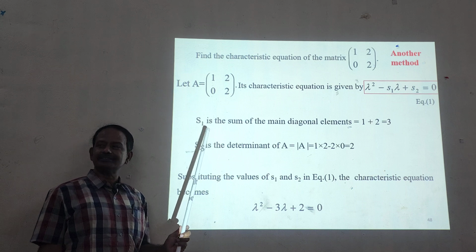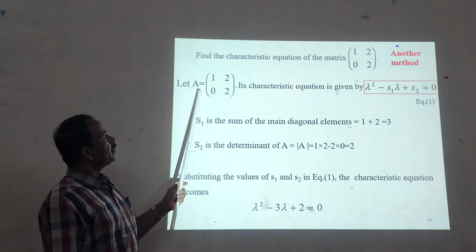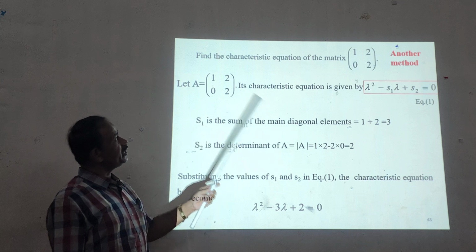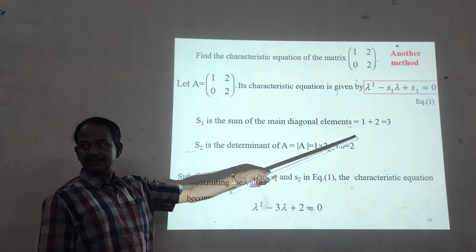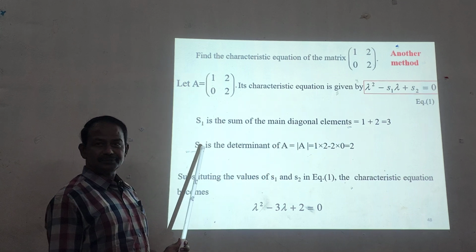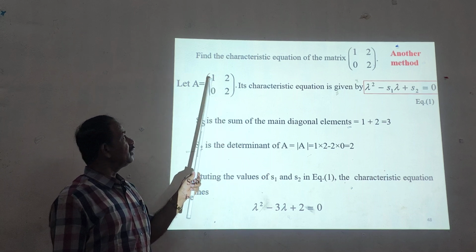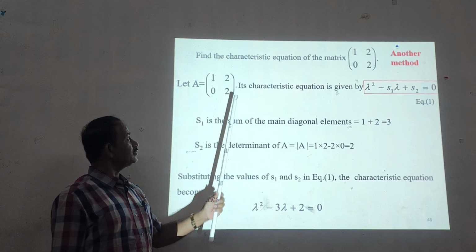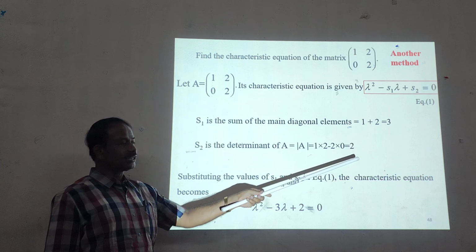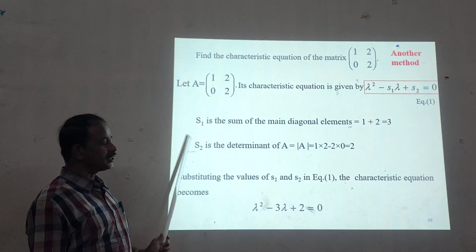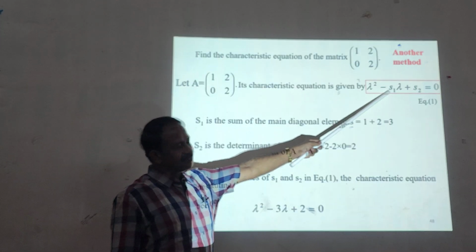Of course, for a 2 by 2 matrix it's very easy. Now A is given as 1, 2, 0, 2. S1 is the sum of main diagonal elements, so 1 plus 2, which is nothing but 3. What is S2? S2 is the determinant of A. How to find it? 1 multiplied by 2 minus 2 multiplied by 0, so the answer is 2. So we have found the values of S1 and S2. You substitute here.